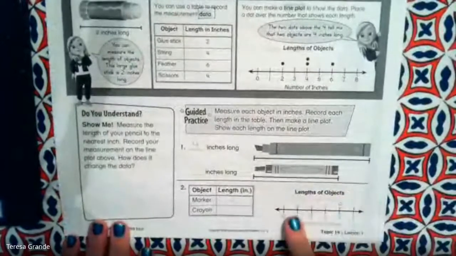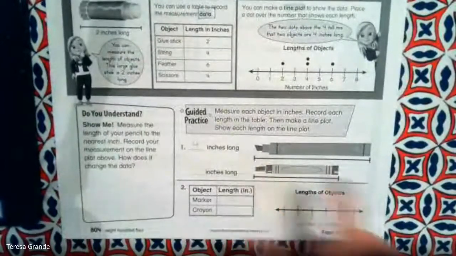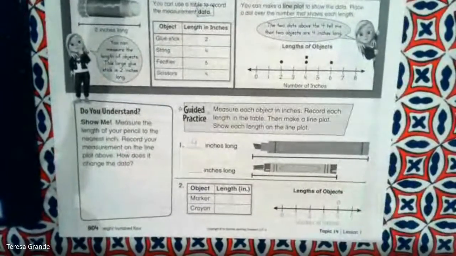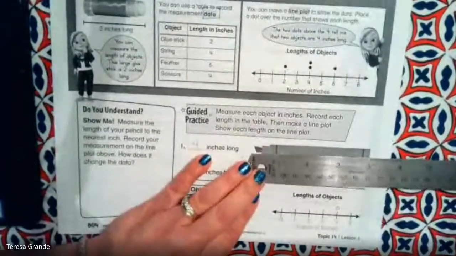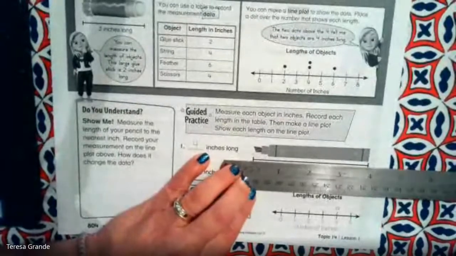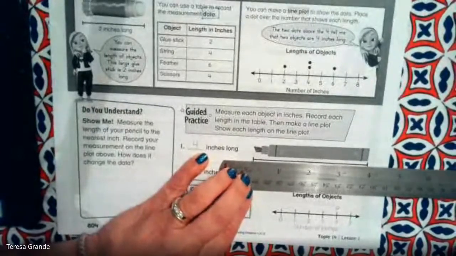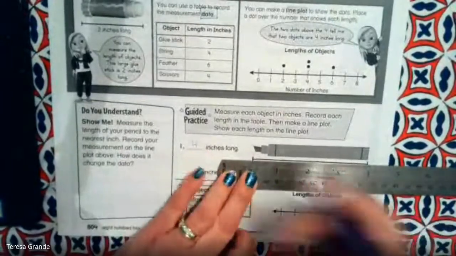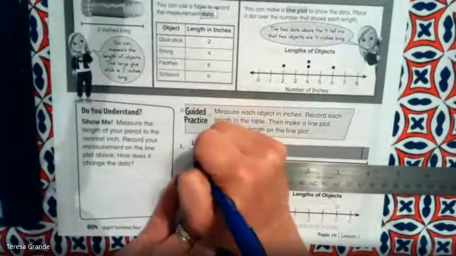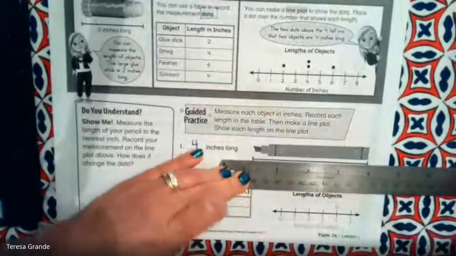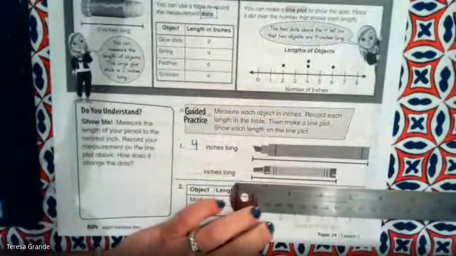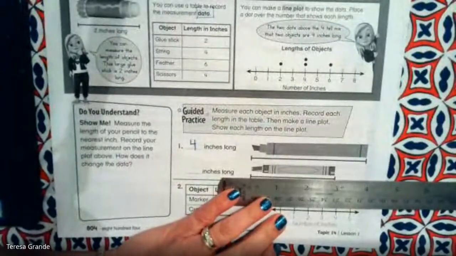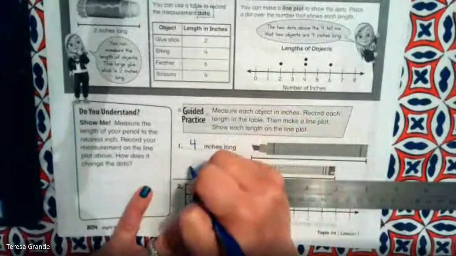Now we're going to make our own line plot here at the bottom, but we have to measure the marker and the crayon. So the first thing we have to do is get out our ruler. So let's put this at 0. We are on the inches side of the ruler. And we can see that the marker is 4 inches long. Then we have the crayon. The crayon is 3 inches long.